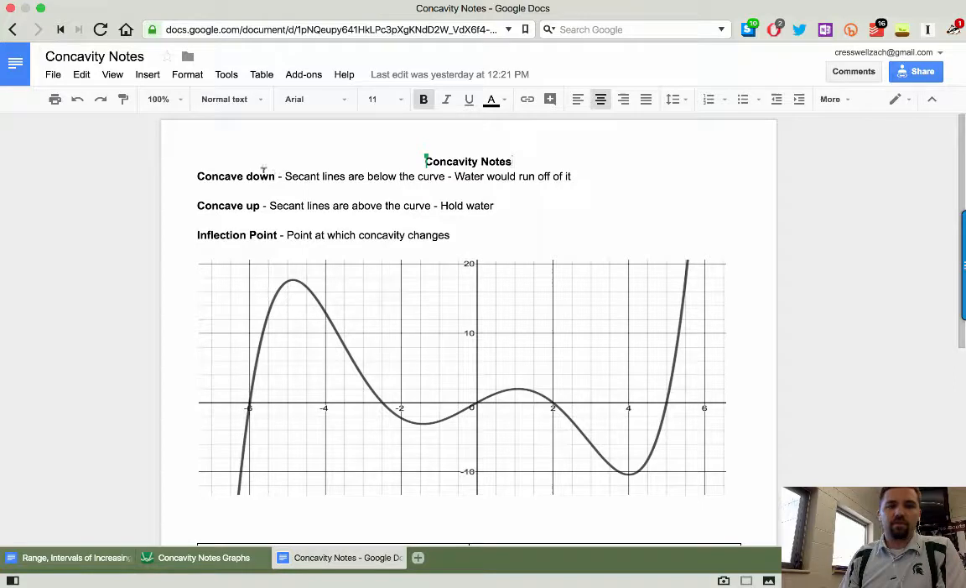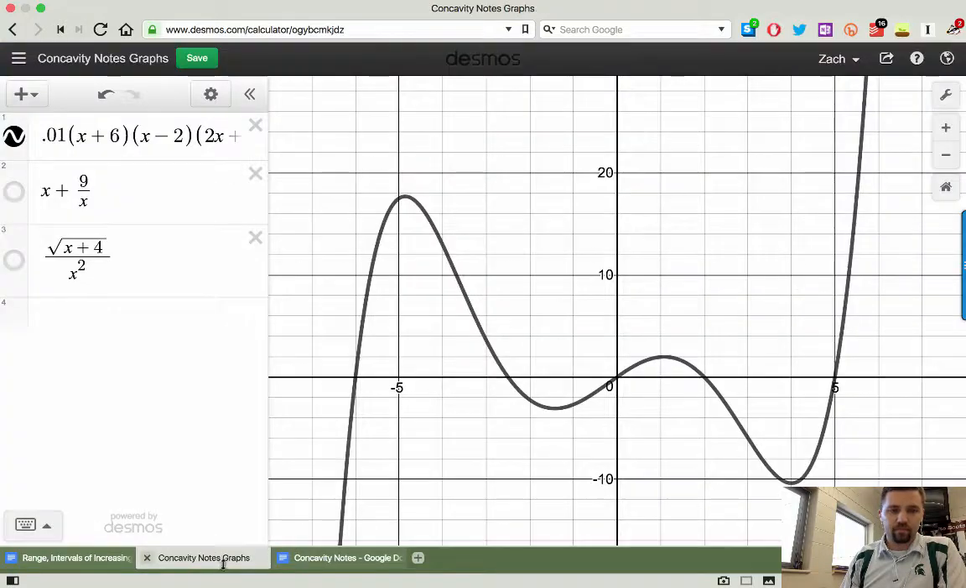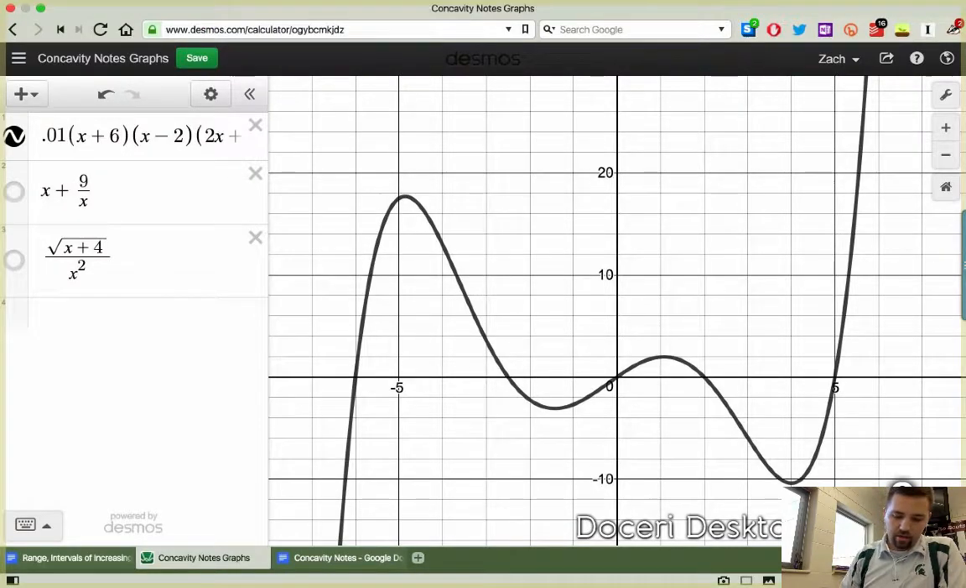So the official definition of concave down is whenever secant lines are below the curve. Okay, so secant lines are lines that cut the curve at 2 points. All right, and so just to give you an idea, let's go over to the graph here. If I draw a line from any 2 points where it's concave down, this would be a secant line. The secant line is below the curve, so you can see here's the secant line, up above here is the curve. All right, so right there it's concave down.